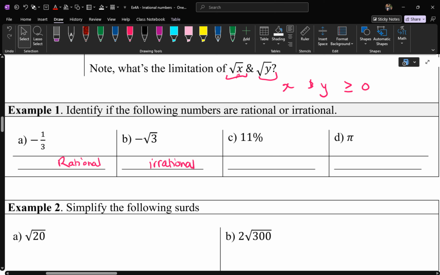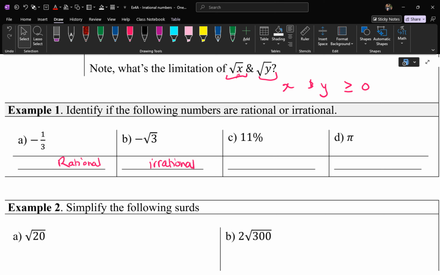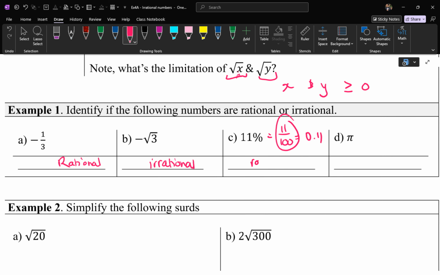So now let's answer the question C and D. C, is that rational or irrational? Yes. Rational, because 11% is the same as writing? Good. 11 over 100 or 0.11, but this is the definition.